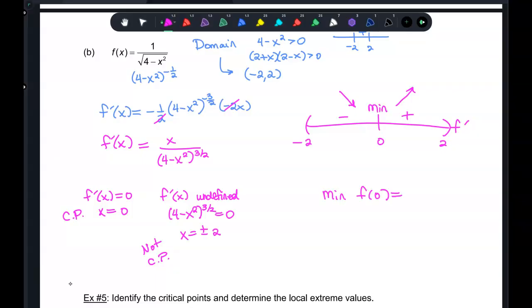Is it different? We don't need to. Sort of. I would love to say, well, it's just 0. No, plug it into the original. Oh, the original. 1/2. There you go.